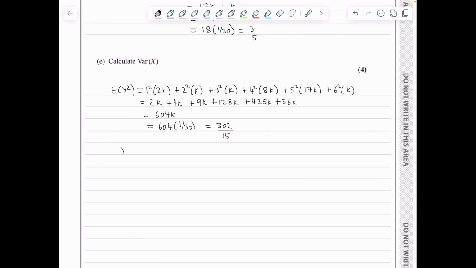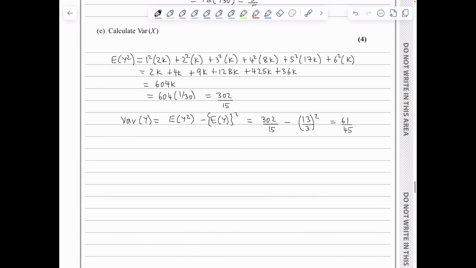Well, we know that the variance of y is given by the expectation of y squared minus the square of the expectation, and we simply have the expectation of y squared being 302 over 15, and the expectation of y being 13 over 3, so I've got 13 over 3 squared, which gives an answer of 61 over 45.